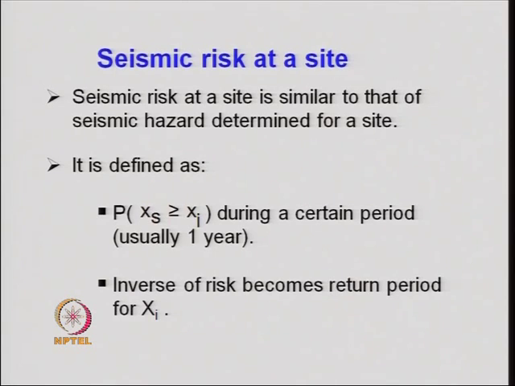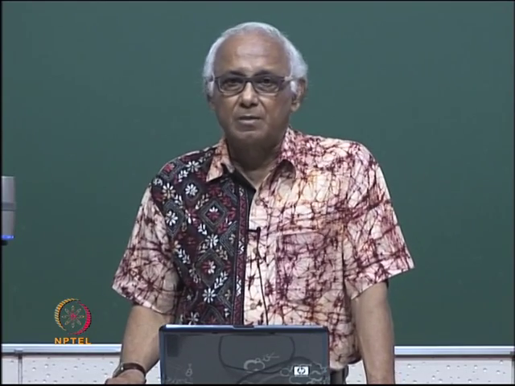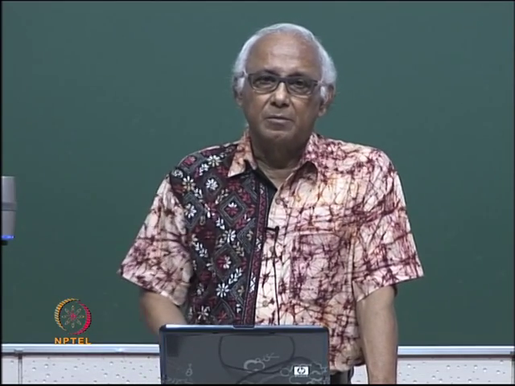Now, let's come to the seismic risk at a site. Seismic risk at a site is similar to seismic hazard determination. The seismic risk means, again, what is the probability of exceedance of a certain earthquake measurement parameter. Based on that, one can assess the seismic risk for a site, and one can also bring the period into the picture. That is, one can say what is the probability of exceedance of a certain level of earthquake measurement parameter, say peak ground acceleration, in 50 years or 100 years. So, in that case, the previous example that you have done would be useful.